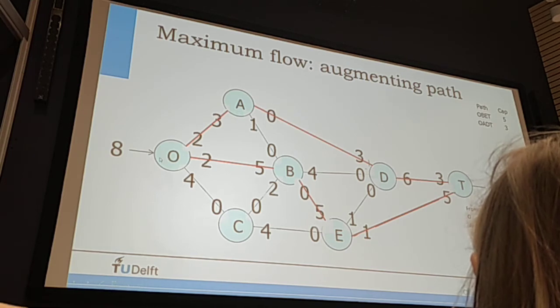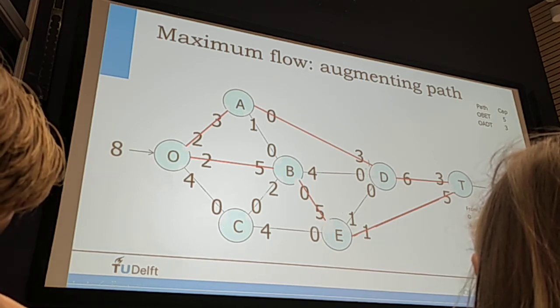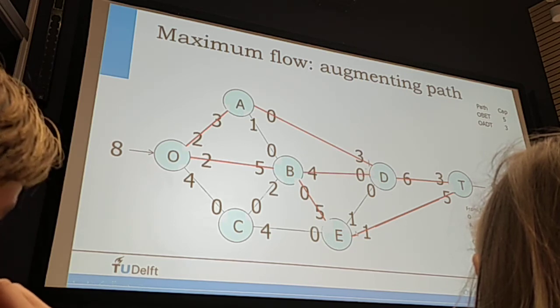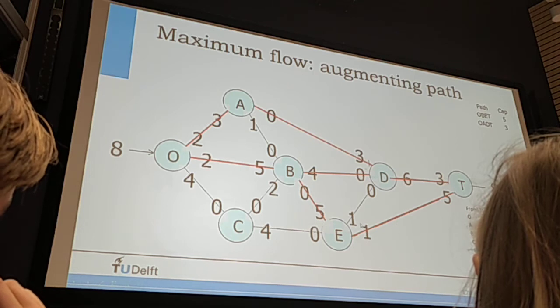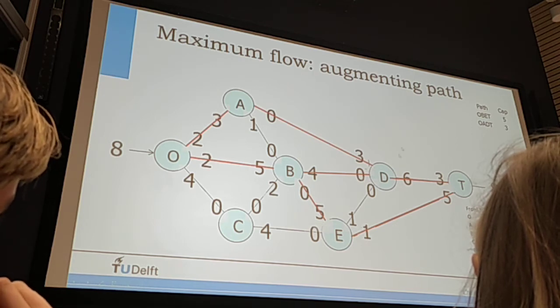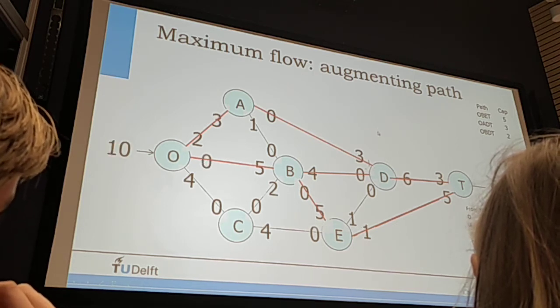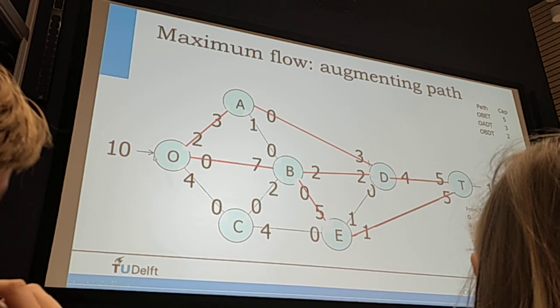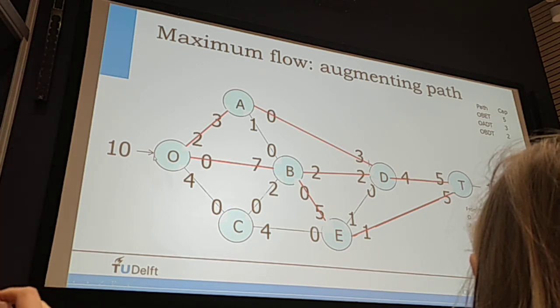Okay, now what's the next path? Well, OC, CE, and then it can go ED or ET. Well, ET is shorter, so I think it is OCET. OBDT is actually the one I chose. Okay, so we have flow OBDT. It doesn't really matter what order you do them in. Eventually, you'll end up with the maximum flow at one point.